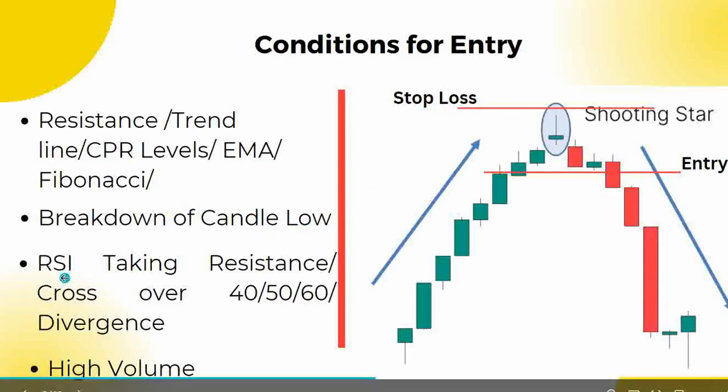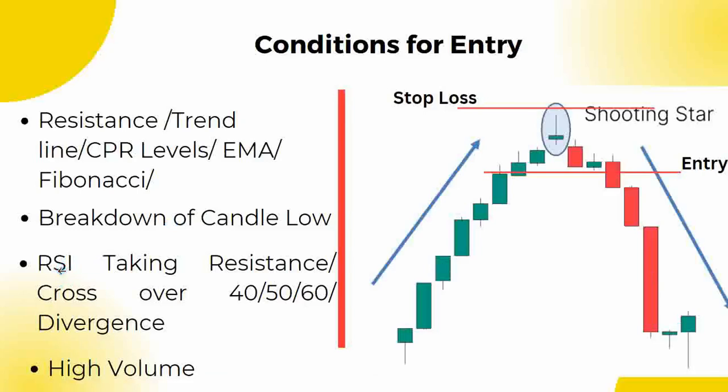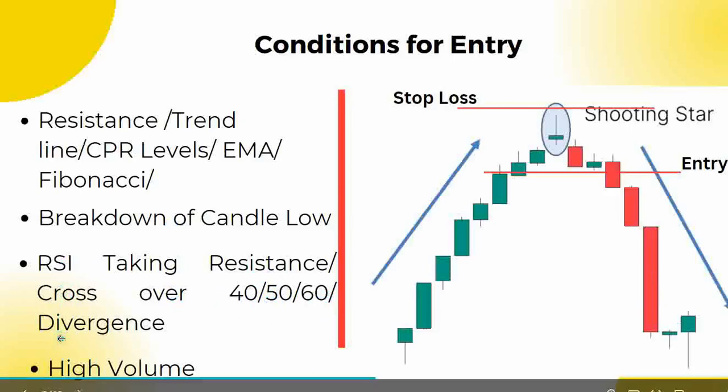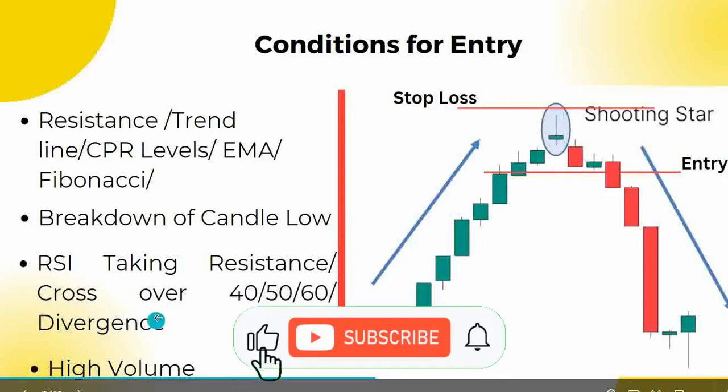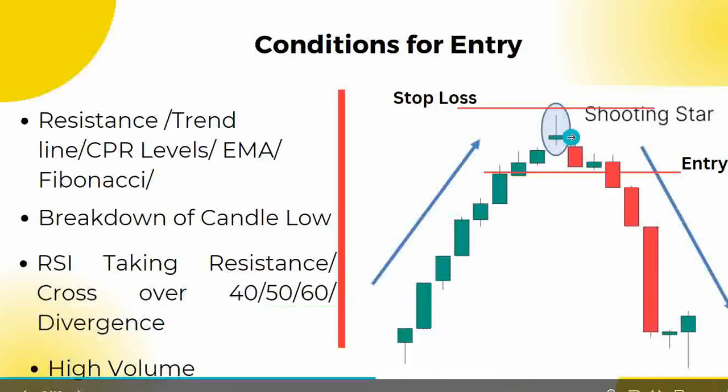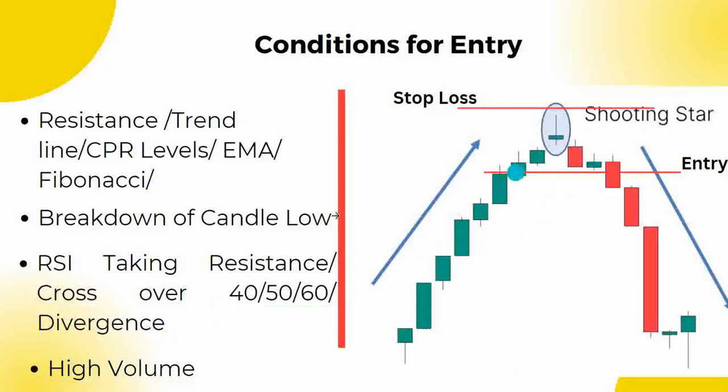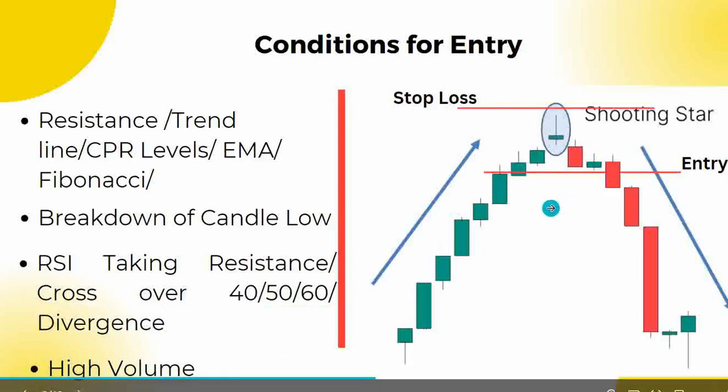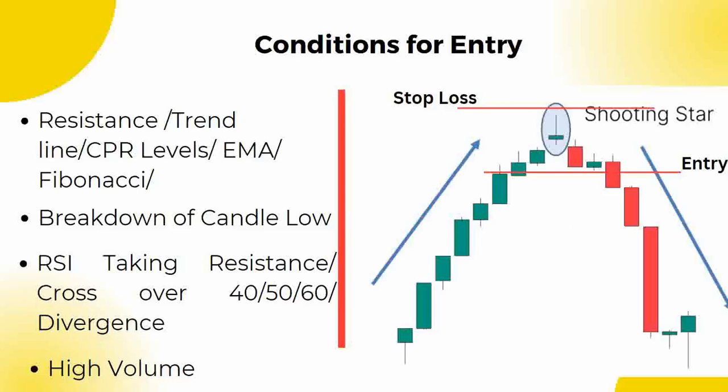Plus, we can also combine with other tools such as RSI tracking resistance, a crossover below 40, 50 and 60, or there is some negative divergence in this chart or RSI. And plus, if this candlestick forms and the follow-up candlestick forms with high volume, then the trend changing from bullish to bearish is confirmed.